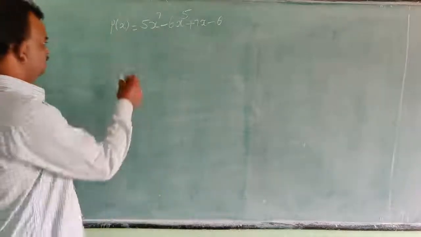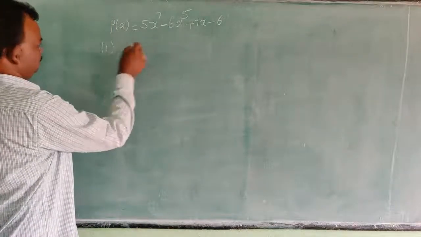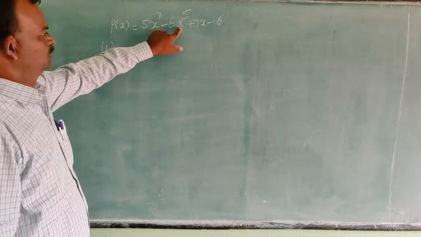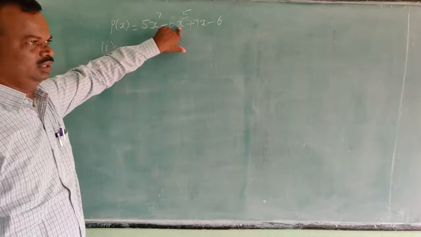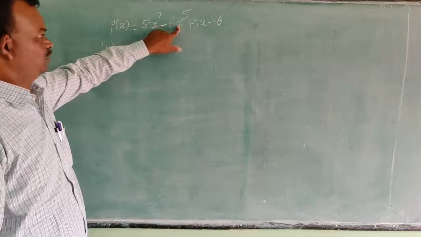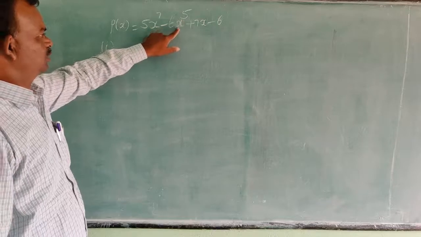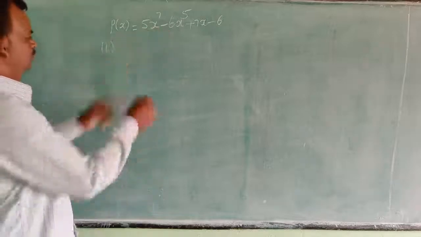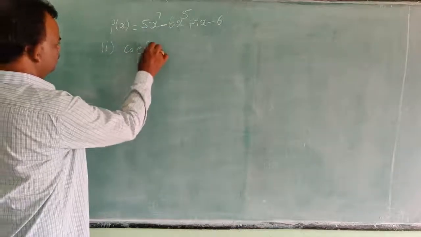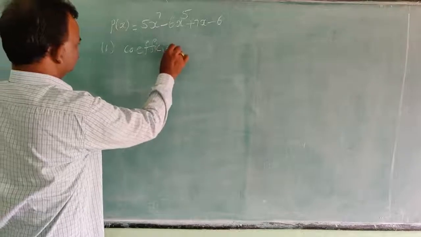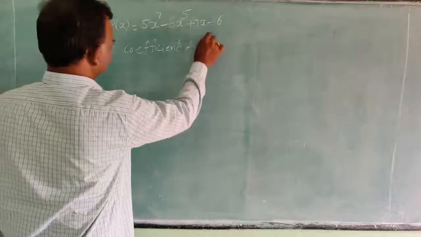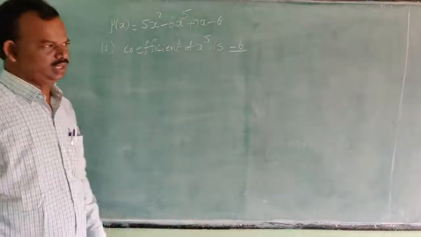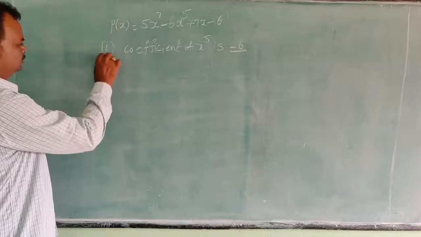Here, the coefficient of x^5: there is x^5, the variable with power 5. The coefficient is the number before it, and that number is -6. So the coefficient of x^5 is -6.